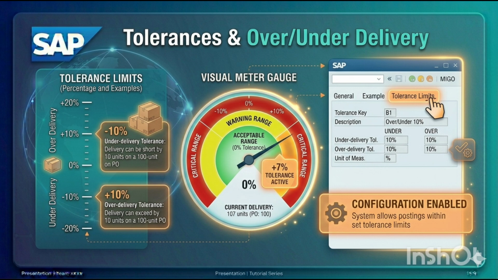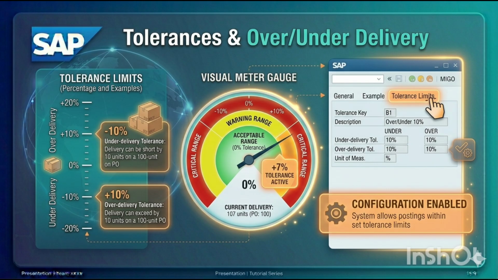Tolerance can be set at different levels: plant level, purchasing info record or PO. Understanding tolerances helps reduce friction in the receipt process. So, in the coming slides, we will see a practical example of over delivery within the tolerance.